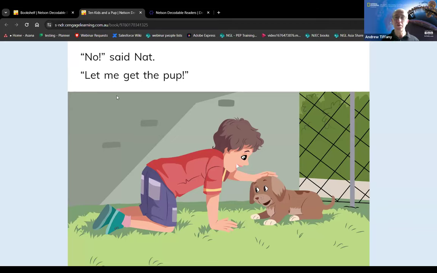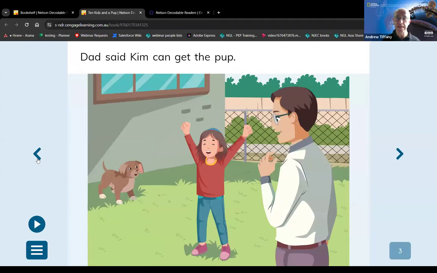So obviously we can go through the whole story like this, but as we're going through the story, "No," said Nat, "let me get the pup." Why did he say that? We can actually talk about the story as we're going. Why does he say no? What happened on the last page? We didn't read it super thoroughly, did we?